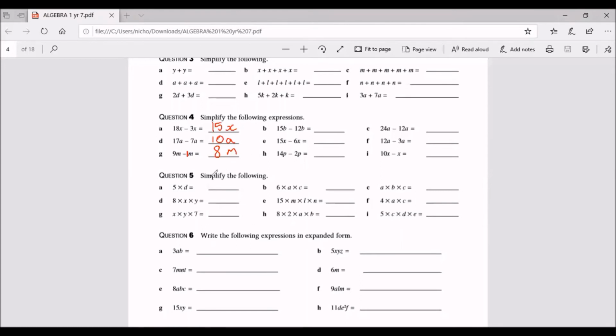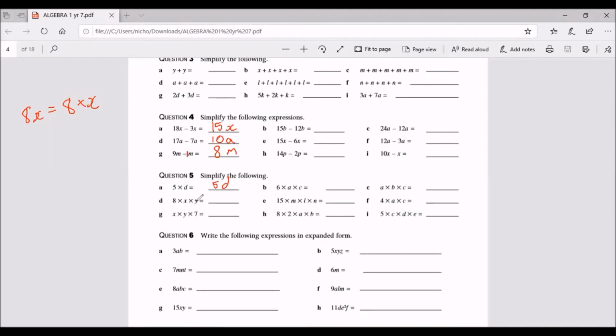So now we're going to work with some multiplication. So we're going to simplify the following. So remember, I said that 8x is the same as 8 times x. So when I don't write a symbol in between, it's the same as a times. So if I want to simplify 5 times d, I'm going to do this in reverse. So I'm going to get rid of this multiply sign and just write 5d. So all I've done there is get rid of the multiply sign because I don't need it. Because if I write it like this, people know there's a times there.